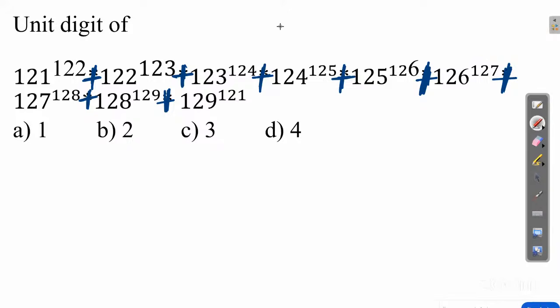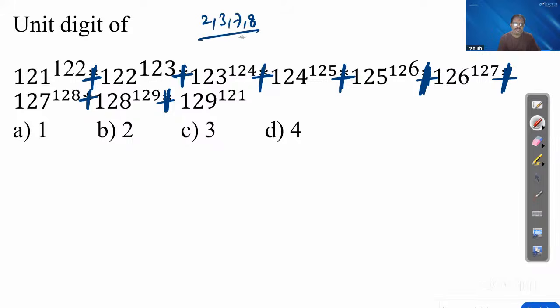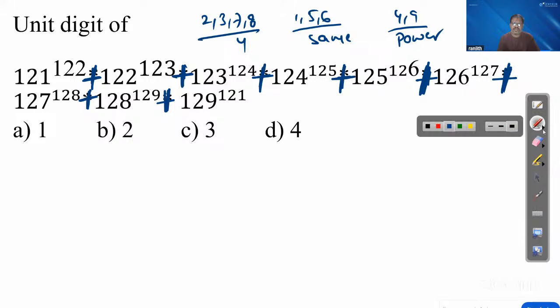Sir, 3. In 2, 3, 7, 8, after 4 steps we are having the repetition; in 1, 5, 6 same values. In 4 and 9, we need to check whether the power is even or odd. 1 power anything will be equal to 1 only, and next will be equal to 2 power 23.